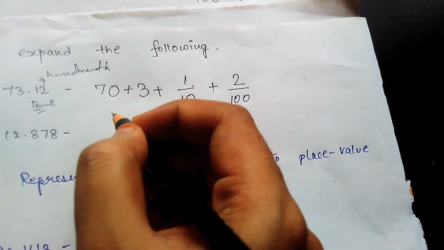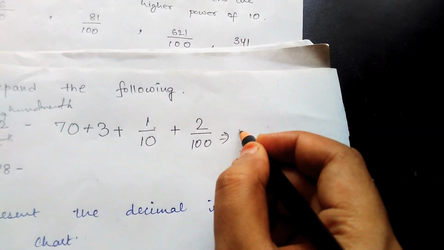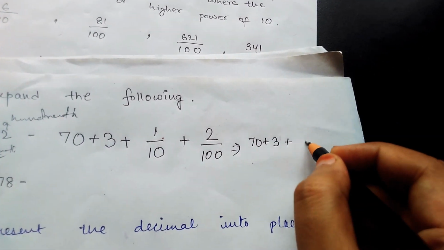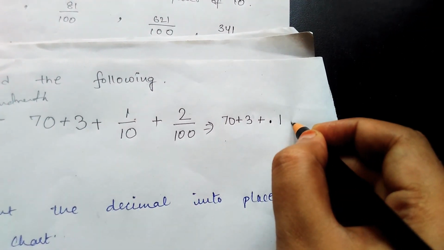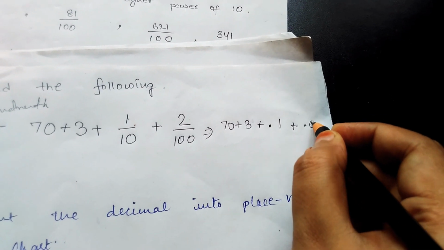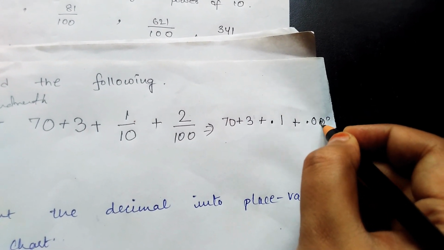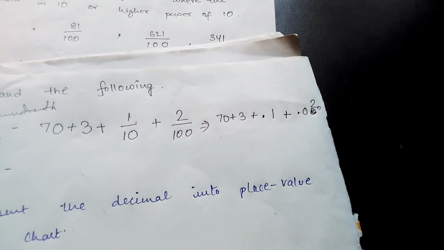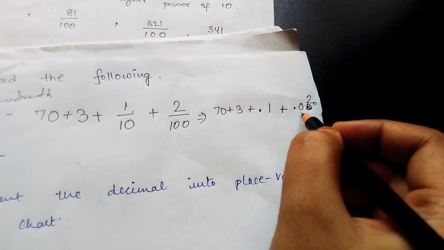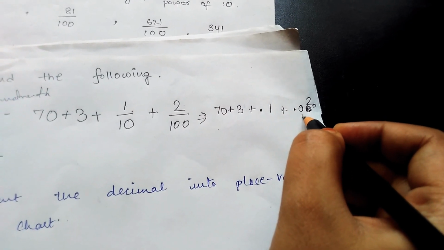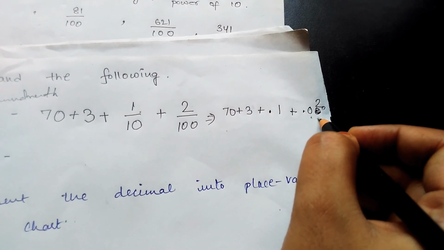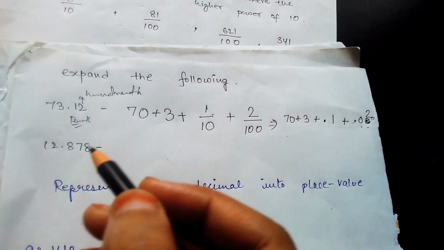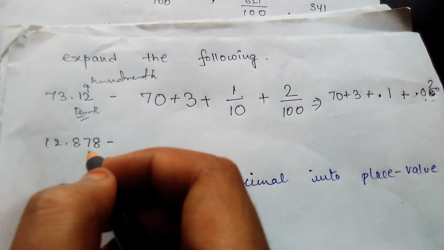Okay, we can also write like this: 70 plus 3 plus 0.1 plus 0.02, because it is in the hundredth place. Hundredth place means after one digit of decimal place, leaving the one digit decimal place, the second one is the hundredth place, so 0.02. Next one, 12.878.